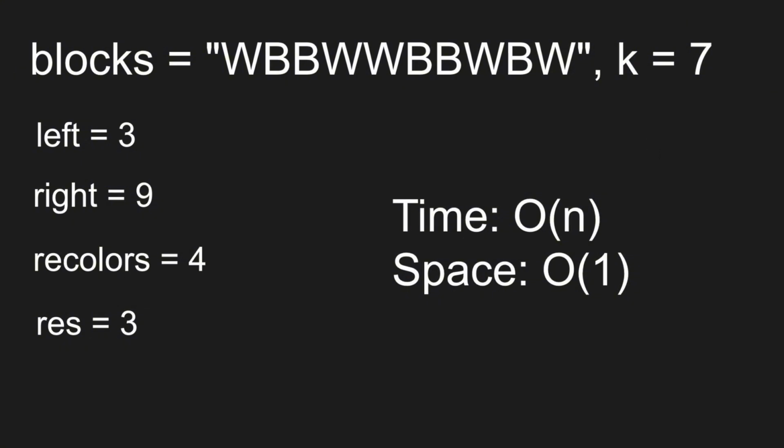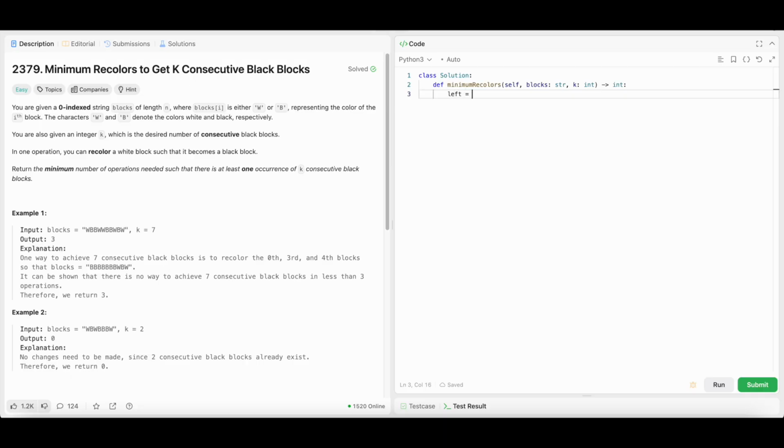So now let's get to the coding part. So first, we will initialize the left pointer to 0, and then the number of recolors will be 0 initially, and the initial result will be float of infinity. Now we iterate the right pointer, so for right in range length of blocks. If the block happens to be a W, then we increment the number of recolors by 1, which just means we convert from W to B.